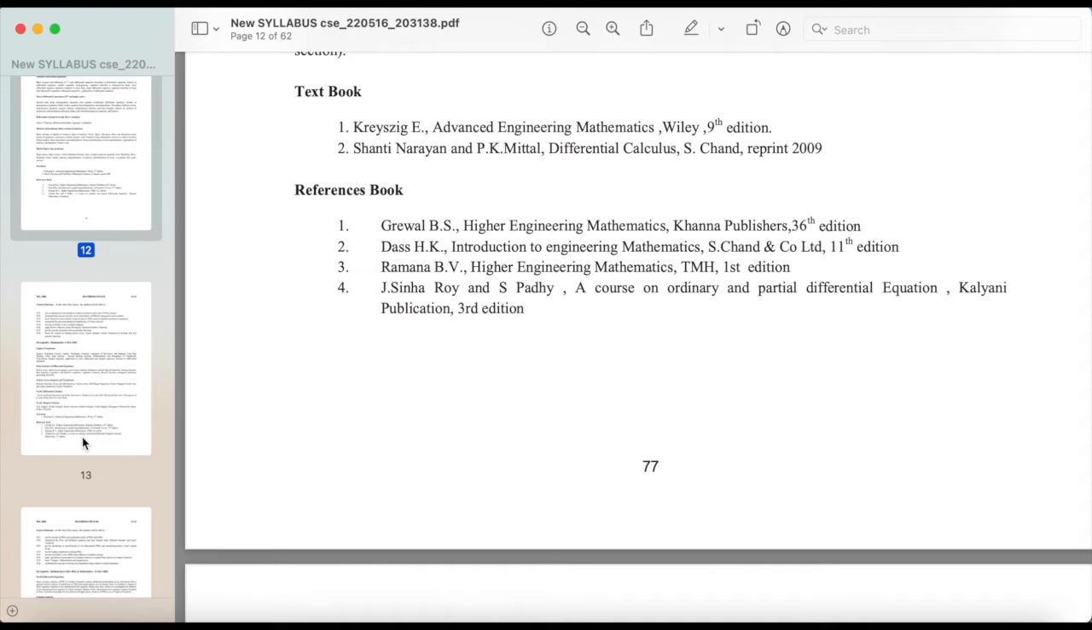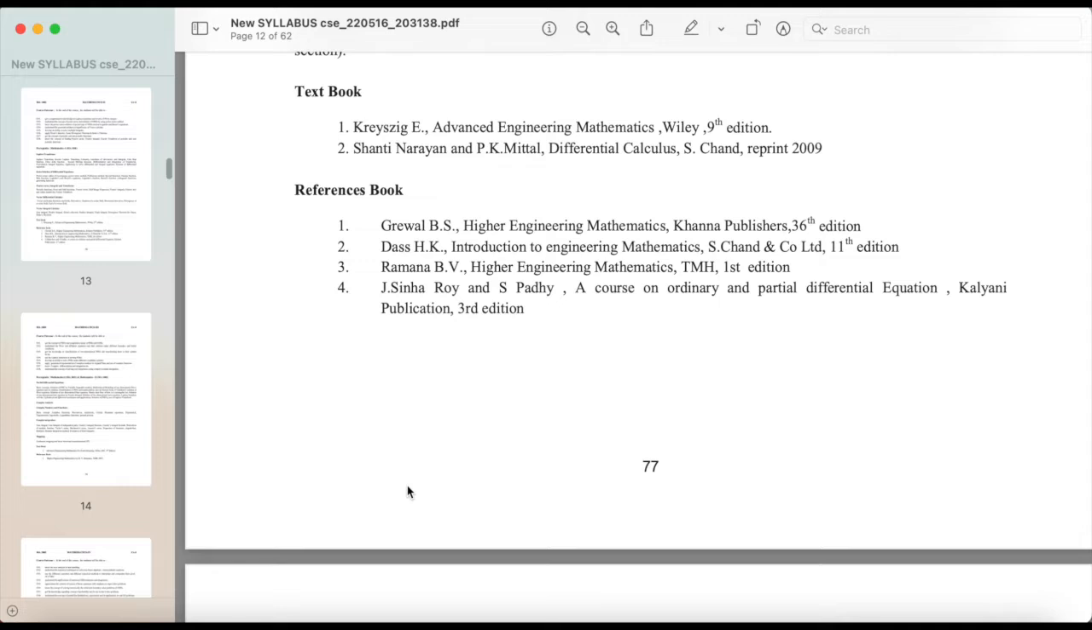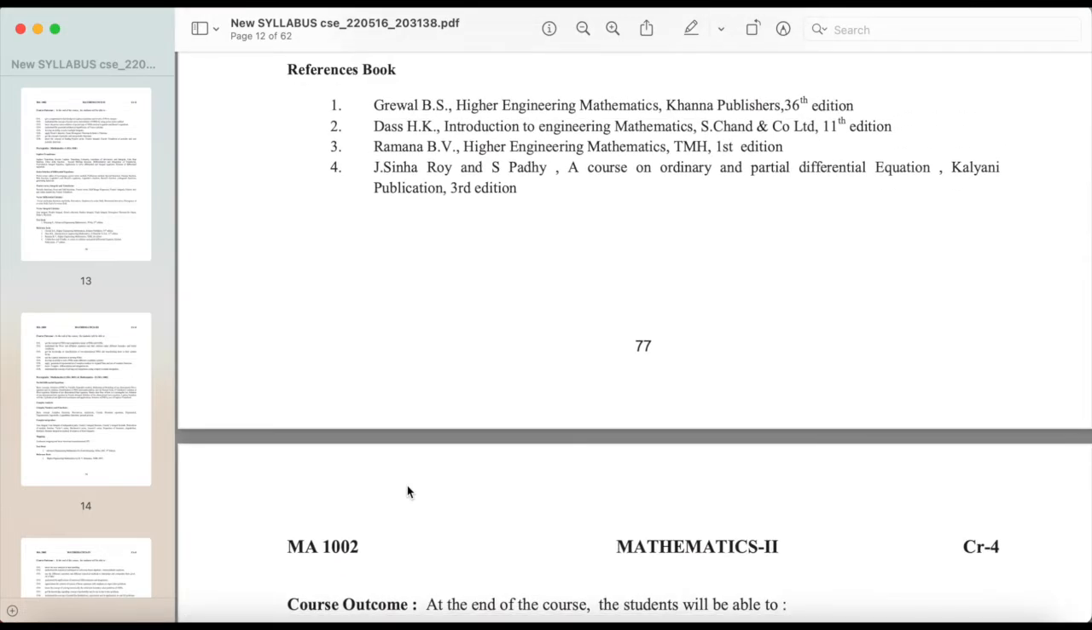2. Das H.K., Introduction to Engineering Mathematics, S. Chand and Company Limited, 11th edition. 3. Ramana B.V., Higher Engineering Mathematics, TMH, 1st edition. 4. J. Sinha Roy and S. Padhi, A Course on Ordinary and Partial Differential Equation, Kalyani Publication, 3rd edition.